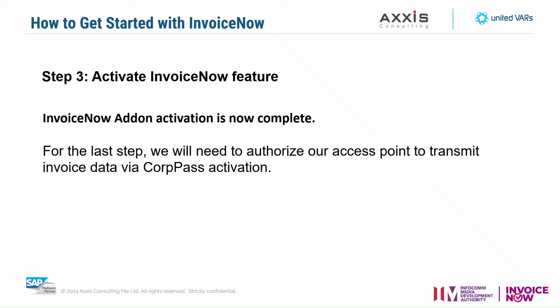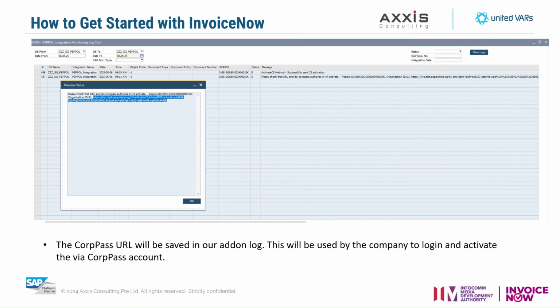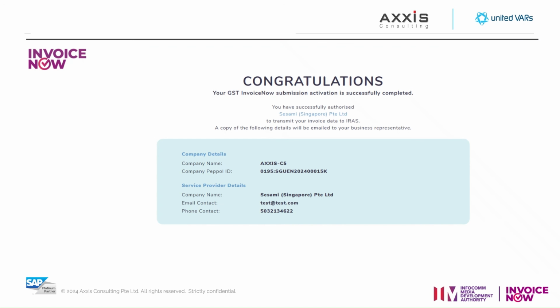For the last step, we will authorize our access point to transmit invoice data via Corp Pass activation. A Corp Pass URL will be available in the add-on logs. This URL will be used to log in and activate via Corp Pass account. Congratulations! You have completed the onboarding of your InvoiceNow add-on to the IRIS network.